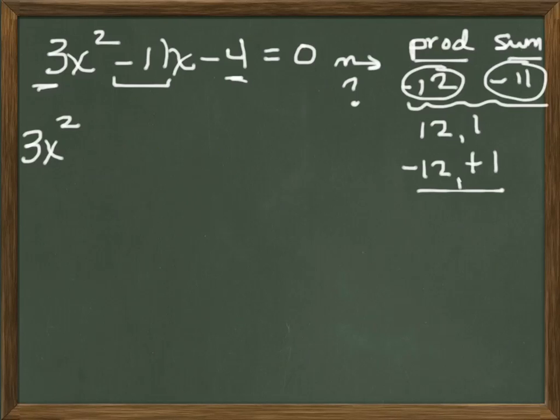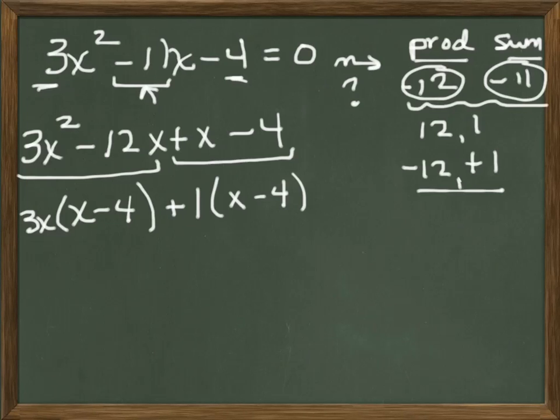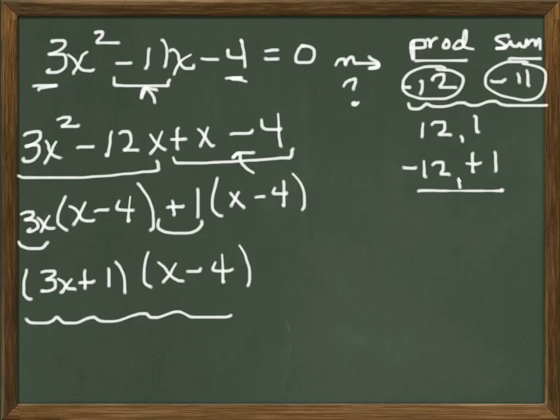I'm going to write my first term. I'm going to separate my middle term into minus 12x plus x, I'm sorry. And then copy down my last number. Now I can take this out of here so it's not confusing. Okay, and now I'm going to regroup my 3x squared minus 12x and my x minus 4. Take out a 3x and I have 3x times x minus 4. And once again I have plus x times x minus 4. So I have my 3x plus 1 times x minus 4.